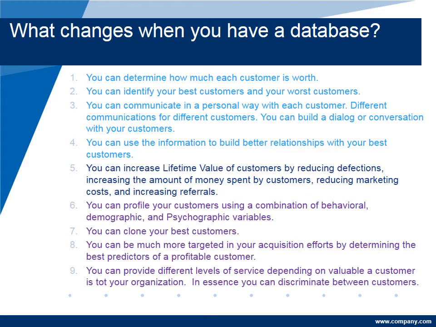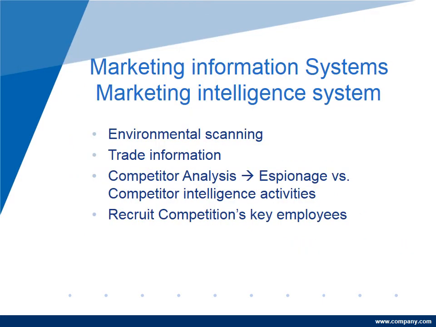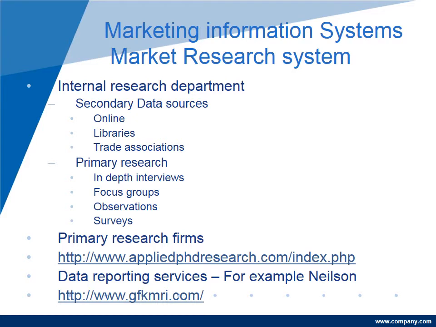And you can provide different levels of service depending on how valuable a customer is to your organization. In reality, this goes back to that notion of customer centricity that Pete Fader talked about, and the idea that we can discriminate between our customers and provide the best service to our best customers. A marketing intelligence system is all about environmental scanning, trade information, competitor analysis, recruiting competition's key employees, but it's also about understanding who our customers are with internal records.